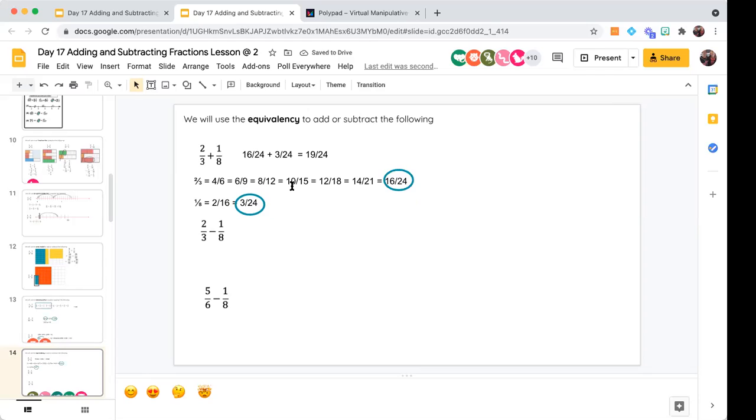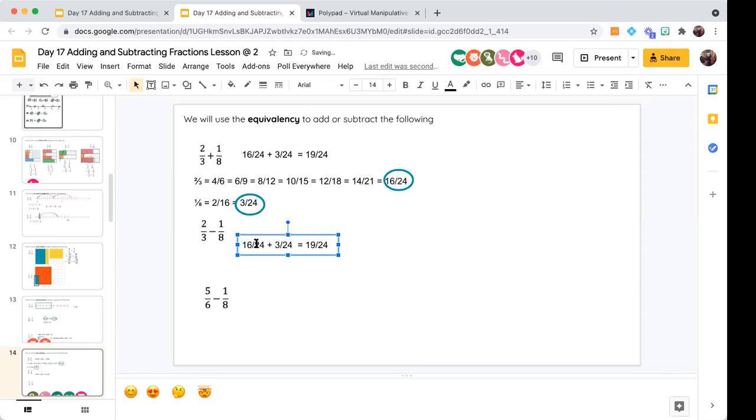Doing the same thing, except subtraction, happy day. I already have the equivalent fractions, except this time we are going to be subtracting the equivalent fractions. Same idea though, except we're subtracting 16/24 minus 3/24, so 13/24.